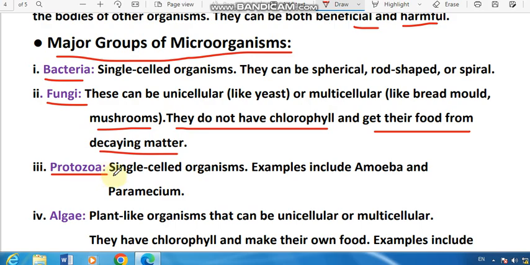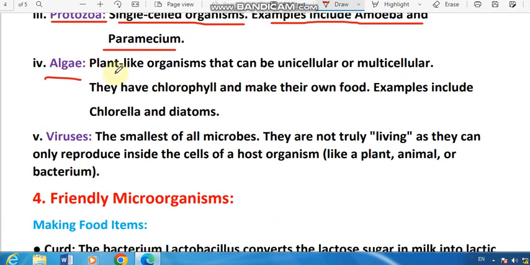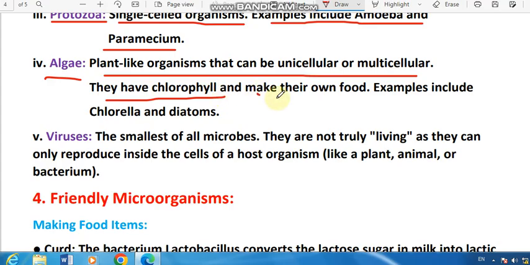Third, protozoa. Single-celled organisms. Examples include amoeba and paramecium. Fourth, algae. Plant-like organisms that can be unicellular or multicellular. They have chlorophyll and make their own food. Examples include chlorella and diatoms.